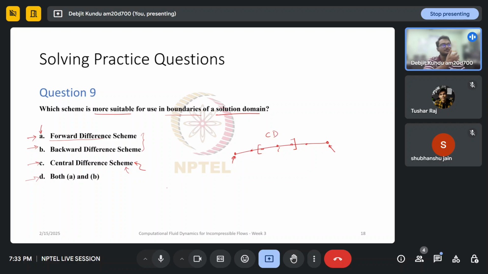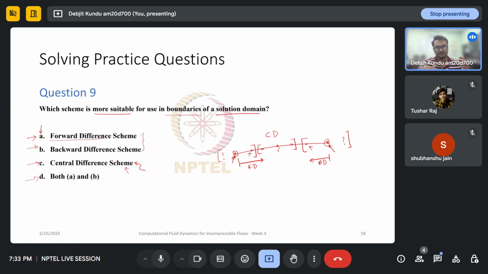But once we go to the boundary points, if I try to use a central difference scheme, I might have one point to the right of it, but to the left I don't have any. Similarly for this point, I have this one, but over here it's missing. So for the boundaries, we have to use either a forward difference scheme or a backward difference scheme in order to get the same order of accuracy.